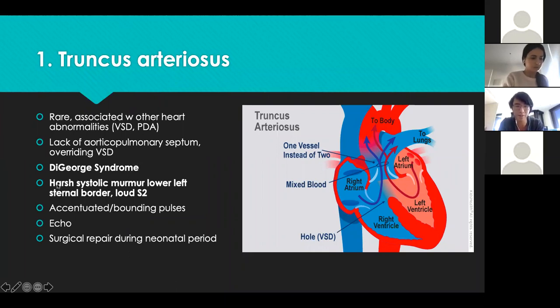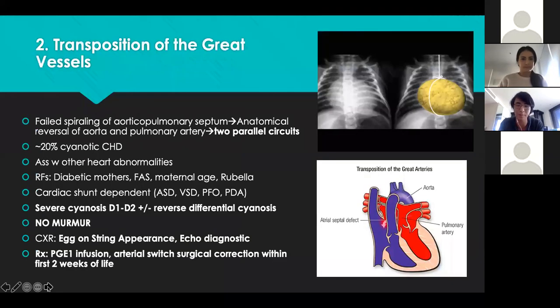And you'll notice you have a harsh systolic murmur over your lower left sternal border, and that's because you've just got all this blood going through your ventricular outflow tracts. And that's also why you've got a loud S2. So yeah, bounding pulses, diagnose it with an echo, and you've got to repair it surgically, or the neonate's going to pass. But mainly remember the Jaws syndrome for that one.